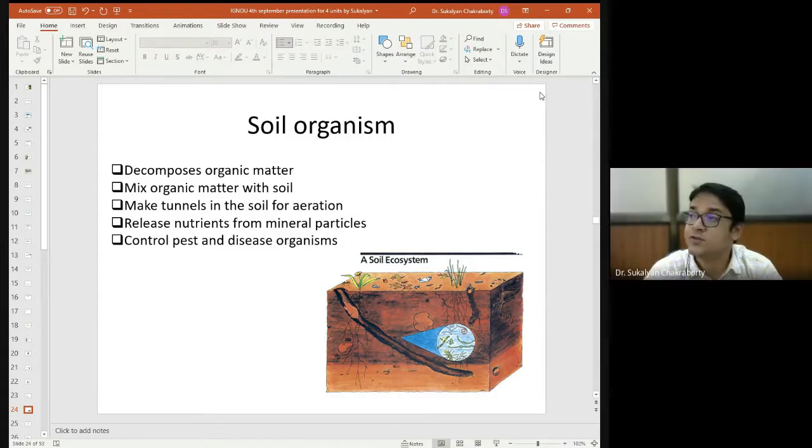Even in large tracts of Gujarat and Rajasthan, a lot of Jatropha has been grown, because that requires very little maintenance. Correct. And we all know that Jatropha plants have many benefits. We can get oil from it. So, no soil is useless.